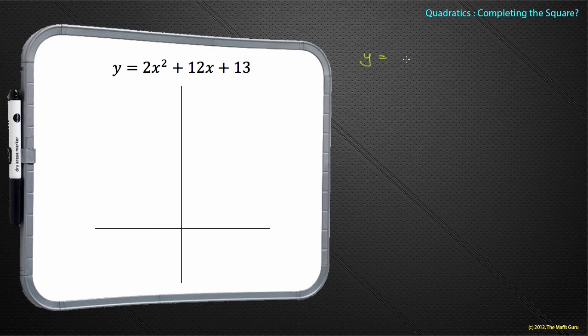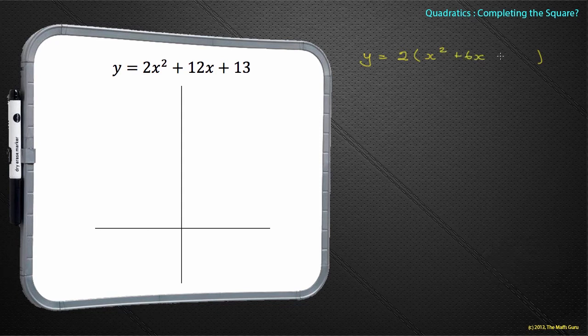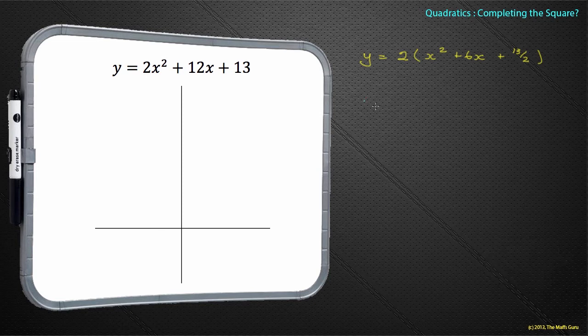Just follow through and watch what I do. So I'm going to take a factor of 2 outside my set of brackets. I'm going to divide every term by 2, but not get rid of it. You can't actually get rid of the 2. That leaves me x squared plus 6x plus 13 over 2. I'm going to write it as 13 over 2 for the moment. I'm now going to pretend my question has become y equals x squared plus 6x plus 13 over 2. Don't worry about that fraction. We'll come back to it in a moment.